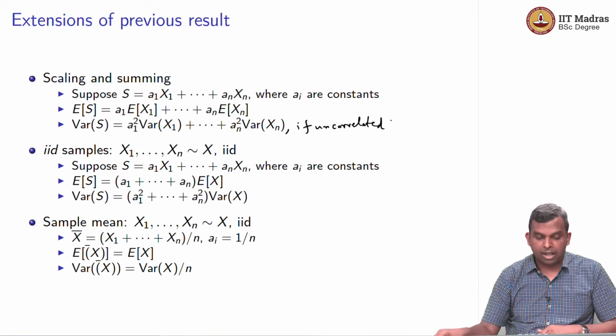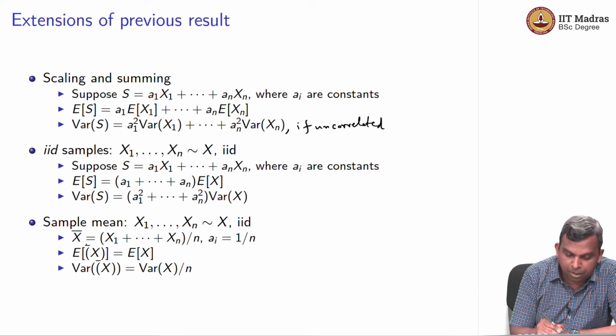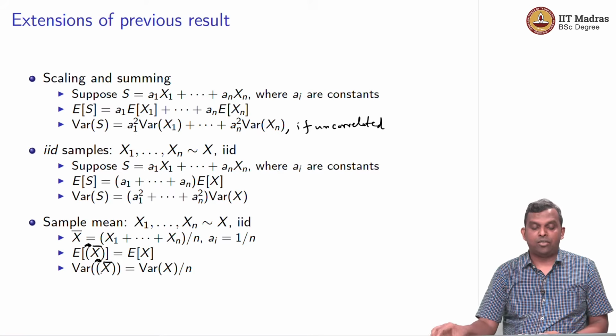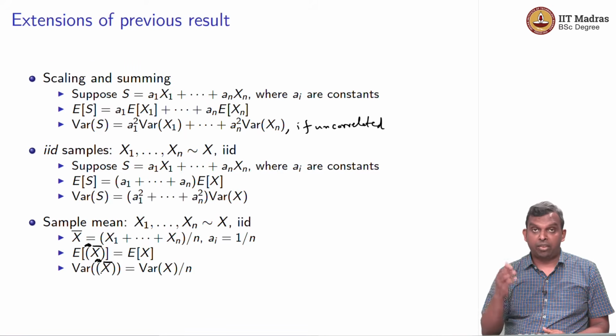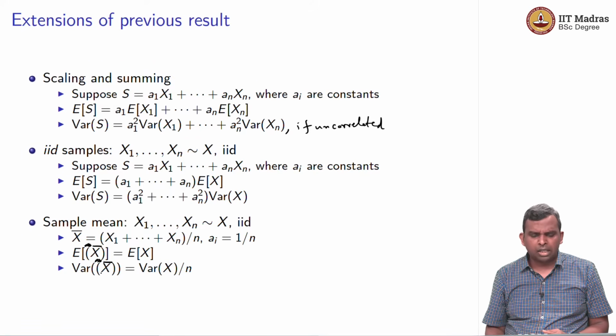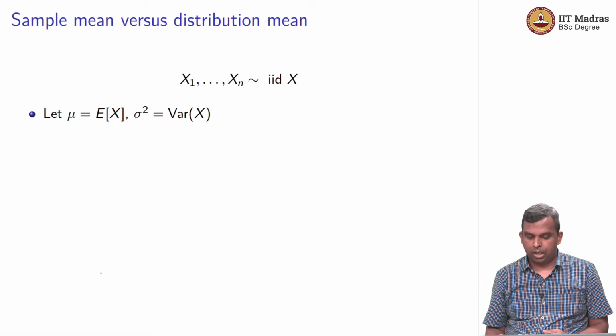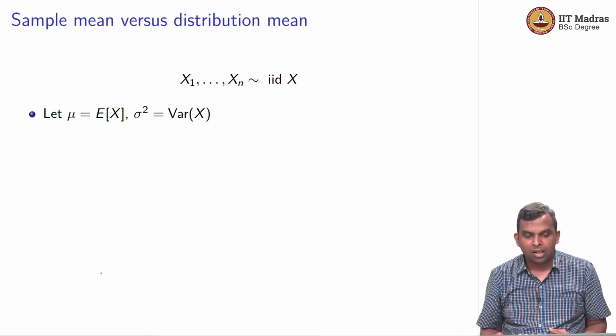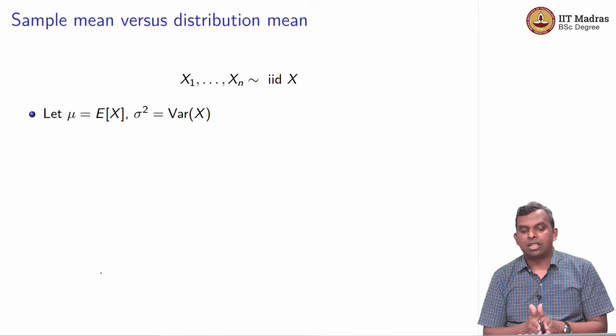You will see the expected value of X bar is the expected value of X, and the variance of X bar is the variance of X divided by n. This 1 over n squared added up n times gives 1 over n as the factor. So this is the result we saw before. I'm just reiterating that. It's important. So you see, with a simple extension of the previous result, we get the mean and variance of the sample mean. Now we're going to start looking at the sample mean versus the distribution mean.